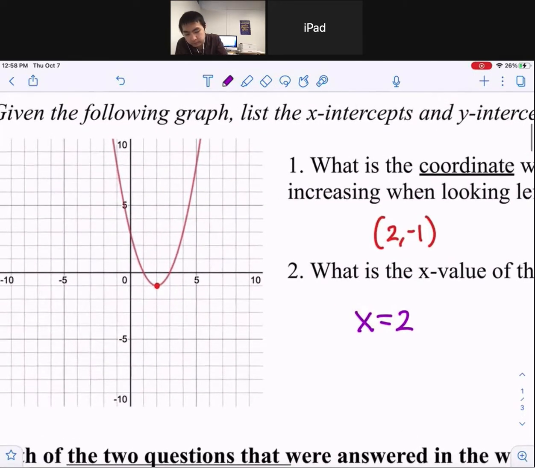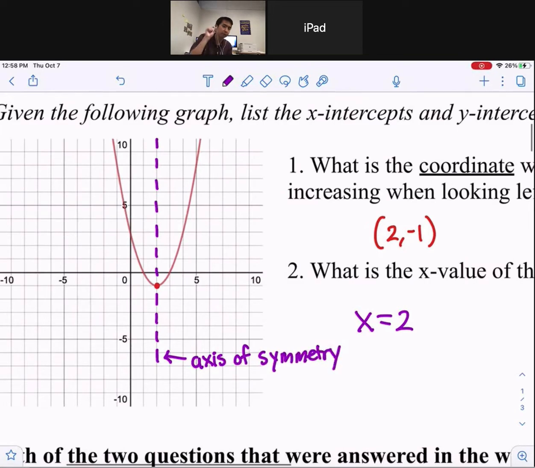Now, we're going to draw this. So yes, you are going to have to draw this in your notes. So draw this vertical dashed line. This vertical dashed line, you guys, this is what we call the axis of symmetry. And that coordinate where it shifts from decreasing to increasing, this is what we call our vertex.